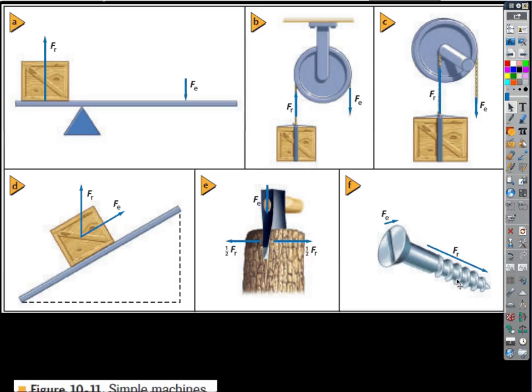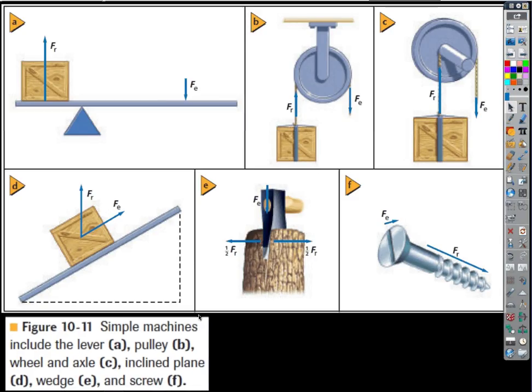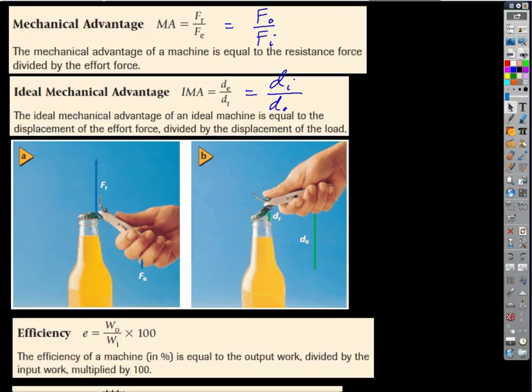Really, all this stuff, these two machines right here really describe all the rest of these. All the rest of these are just permutations of levers and inclined planes. Those are the two fundamental simple machines. Okay? So let's talk about these things then. So for all simple machines, and we'll look at each one of these in a little bit of detail.